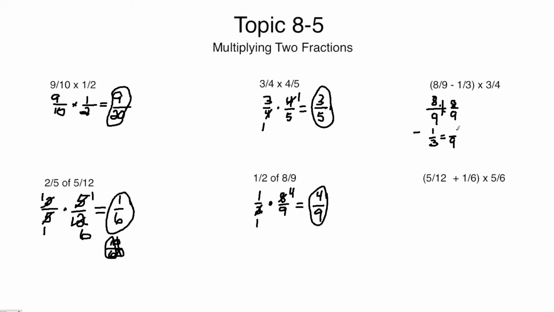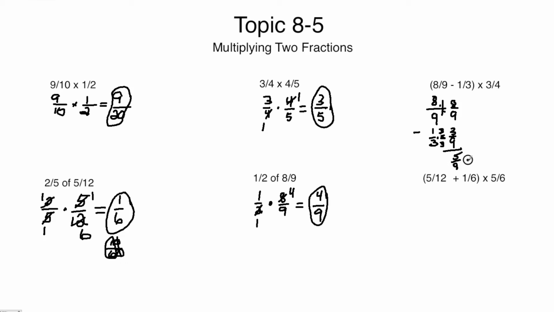8/9 times 1 is 8/9. What are we going to multiply 1/3 by to get an equivalent fraction with the common denominator of 9? 3/3. 3 times 3 is 9. 1 times 3 is 3. Now when we subtract, we get 5/9.